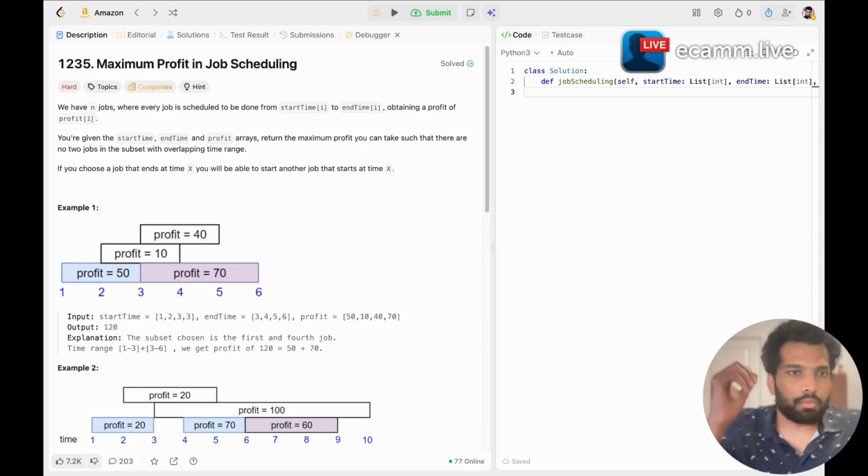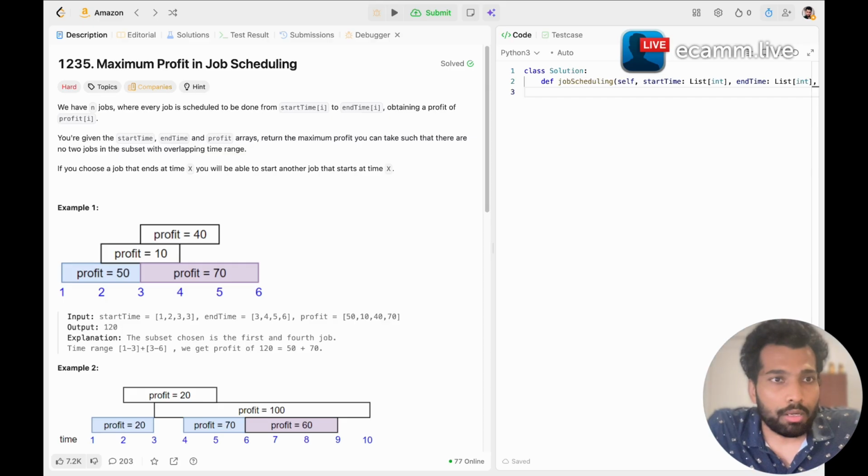Today let's try solving LeetCode 1235, Maximum Profit in Job Scheduling. So first, try reading the problem and then we'll see how to go into the solution. Okay, so let me read the problem and understand what it is asking.